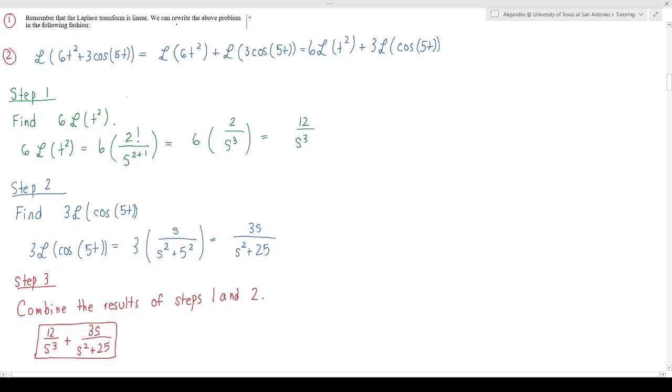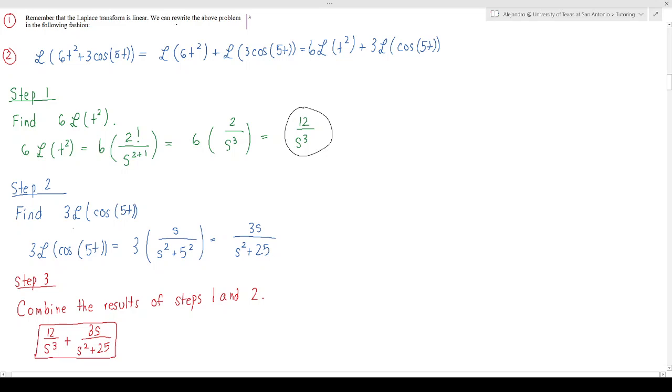So step one is we're just going to apply one of the equations in the table that we're given. Notice for the first Laplace transform, we want to find the Laplace of t squared. First of all, recall that 6 is outside of the Laplace transform, so we don't have to worry about that. And we're using the table. For t squared, we have an equation where we have n factorial over s raised to the n plus 1. We identify that n is equal to 2, and so we just plug in everything here. We simplify it, and we get 12 over s cubed.